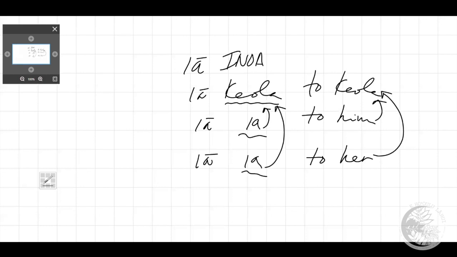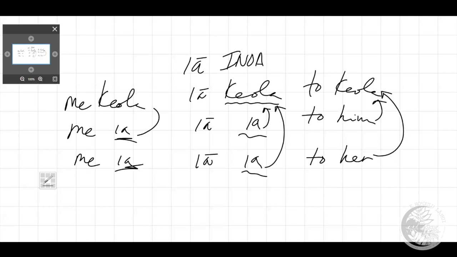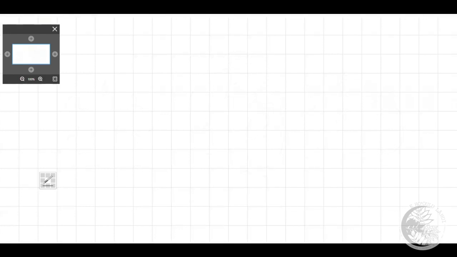Now, what if I want to say "with Keola"? In Hawaiian, with Keola, I would say me Keola. With Keola. Well, how then would I say "with him"? Same thing. Meia. With her. Meia. Again, the ia is replacing the name Keola. And those are some things to kind of remember when we do markings with our Papani.